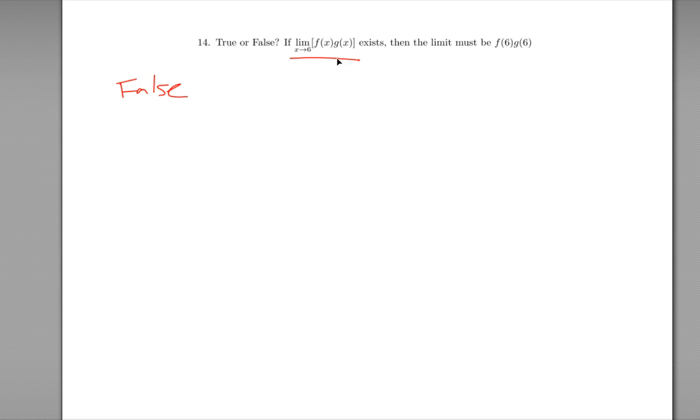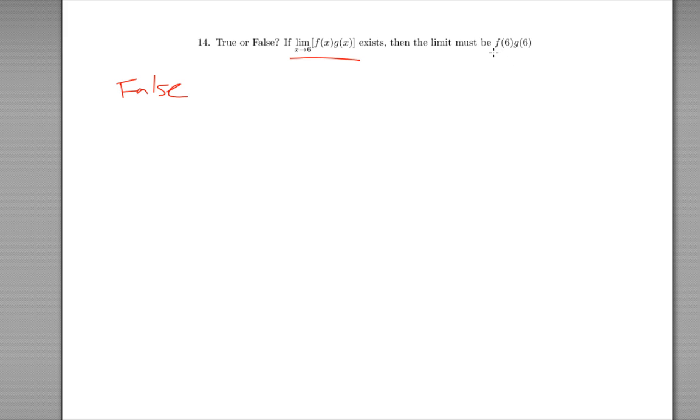So what this is actually saying is that if this limit exists, the limit as x goes to 6 of the two things multiplied together, then you're allowed to calculate the limits separately, figure them out separately, and then multiply them together. This looks like a limit law, but it is exactly the reverse of a limit law.